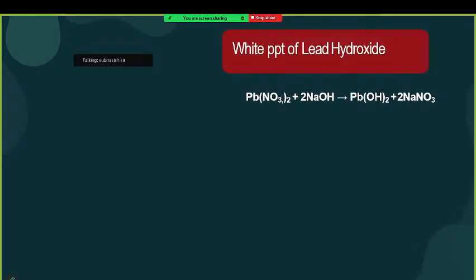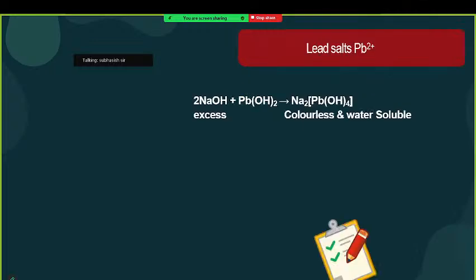Now, here you see the white precipitate of lead hydroxide formed by the addition of sodium hydroxide. And when you add excess amount of sodium hydroxide, then sodium lead tetrahydroxide, this compound forms. This is colorless and water soluble. So the formulas of this type of complexes are very much important.